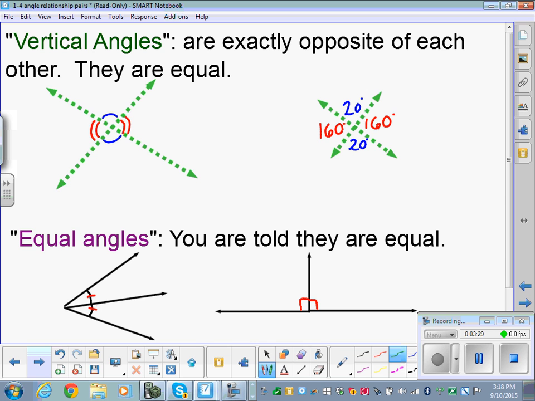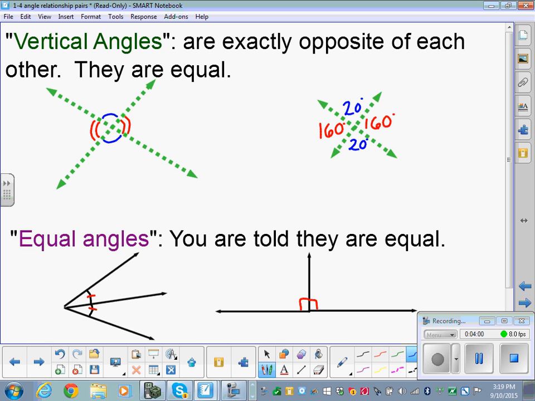Vertical angles are exactly opposite of each other. So if you have vertical angles, they're exactly opposite of each other, and you know that they will be equal. Once again, vertical angles are exactly opposite of each other, and they will be equal. So look right here at my blue angles on this green dotted line here, this cross. We have this line crossing another line, and it creates two vertical angles, essentially. So look at my blue angles. Those are exactly opposite of each other, so they are going to be vertical angles, and thus they'll be equal.